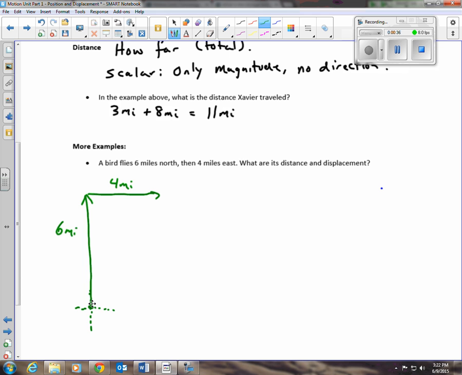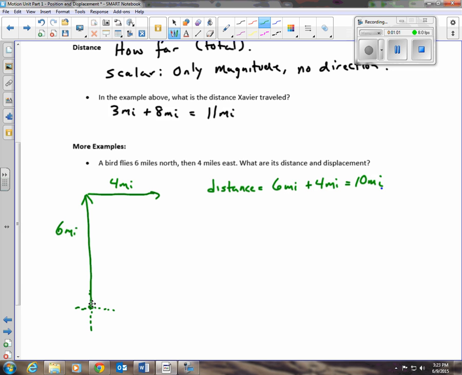All right. Now, the distance is going to be pretty easy, because for distance, I don't worry about direction. For distance, all I say is he went 6 miles and he went 4 miles. How far did he walk together? The distance is going to be 6 miles plus 4 miles, and that's going to equal 10 miles. So that's pretty straightforward. However, the displacement is going to be trickier.